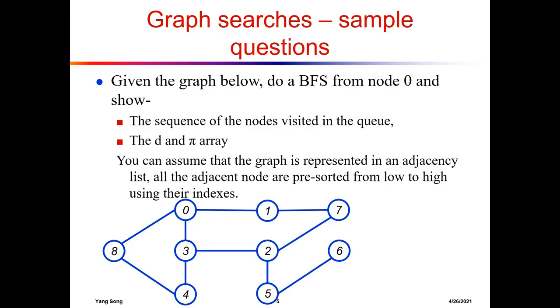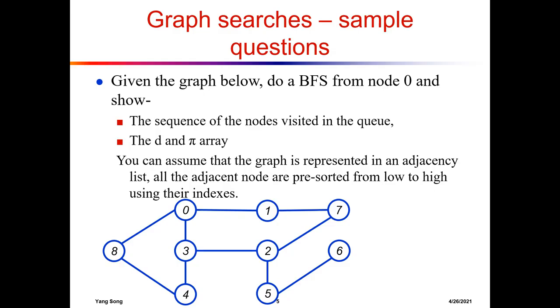Here are some of the things I want you to show: the sequence of the nodes visited, and the queue. And by the way, you do have to take a look at the algorithm. There's a queue inside of the BFS, and also the d and the pi. What do they mean?